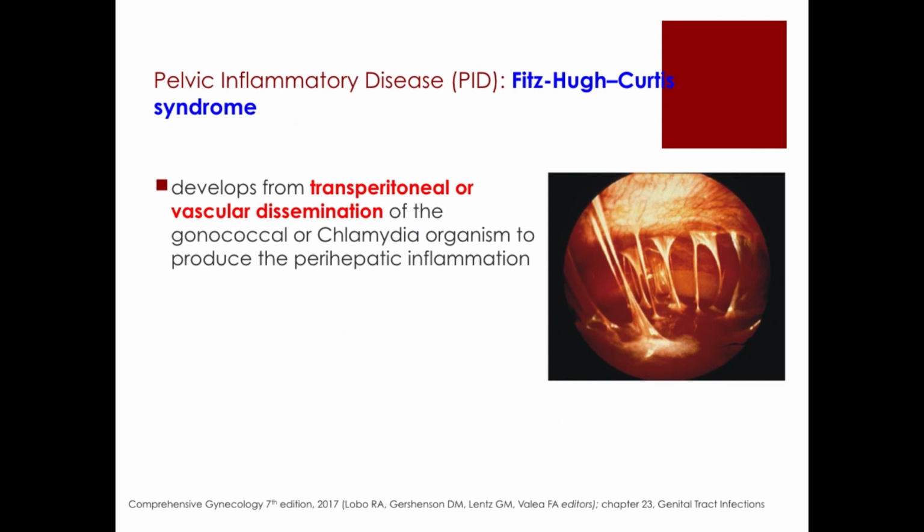So, in a PID, we sometimes note the Fitz-Hugh-Curtis syndrome. And what is this? This is a syndrome that develops from the transperitoneal or vascular dissemination of the gonococcal or chlamydia organism to produce the perihepatic inflammation that you see here on the right. So these are the violin string adhesions between the anterior peritoneum and the liver capsule. And this is what we call the perihepatic inflammation secondary to PID. Now, not all patients with PID manifest with Fitz-Hugh-Curtis syndrome.